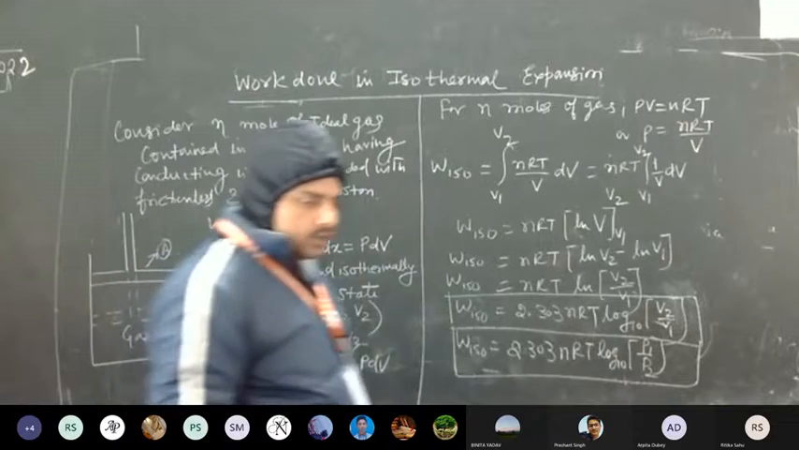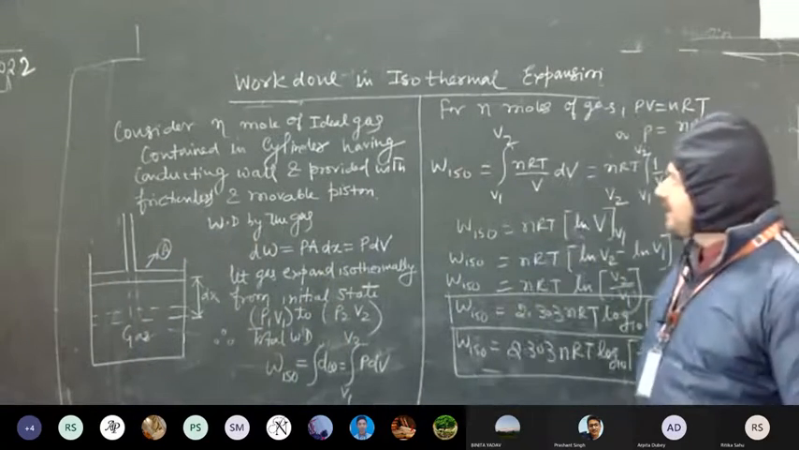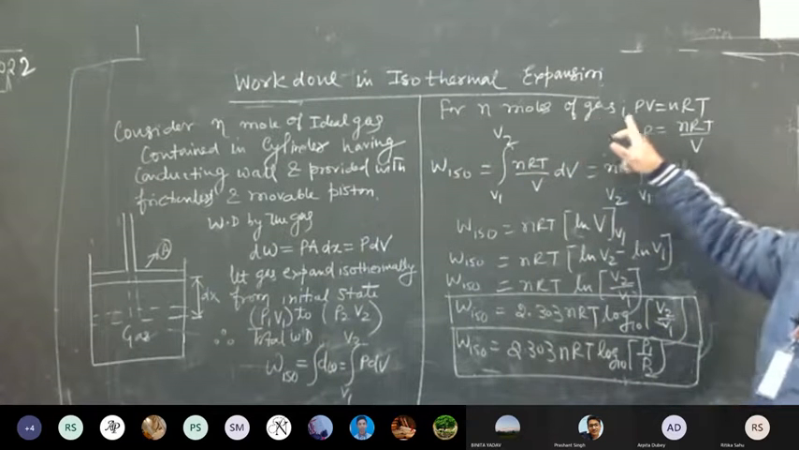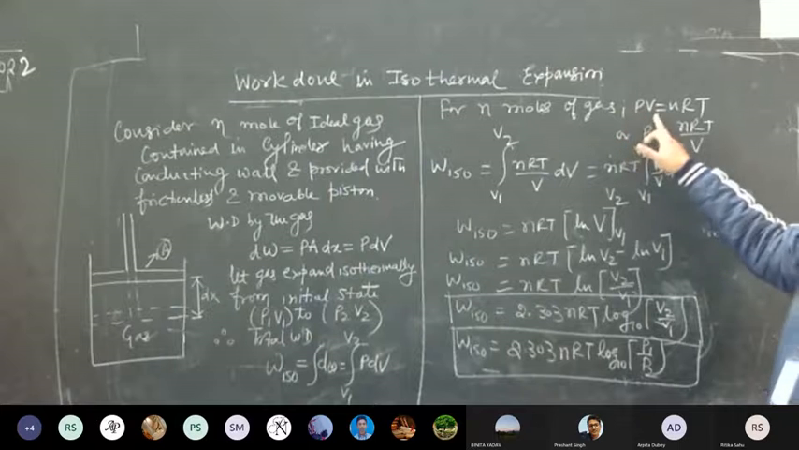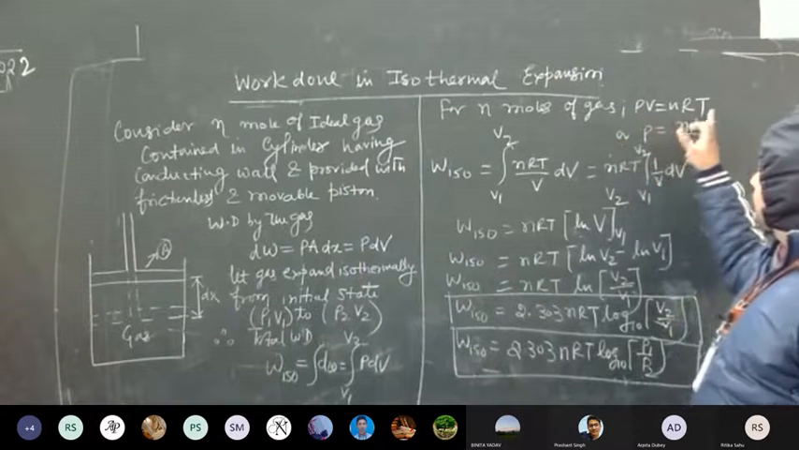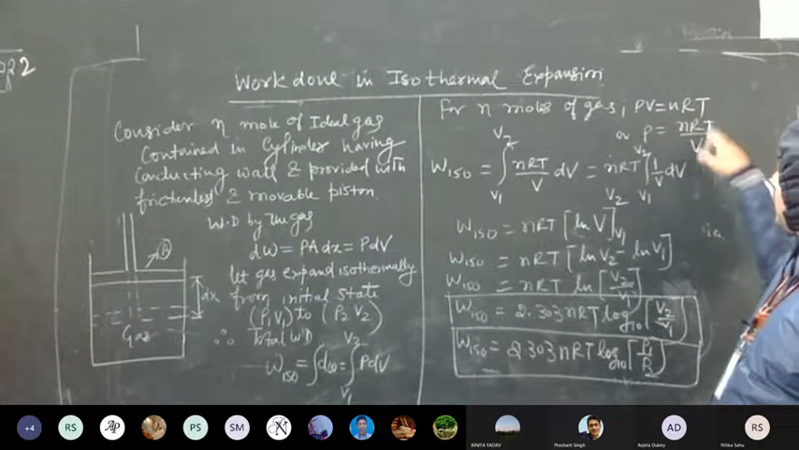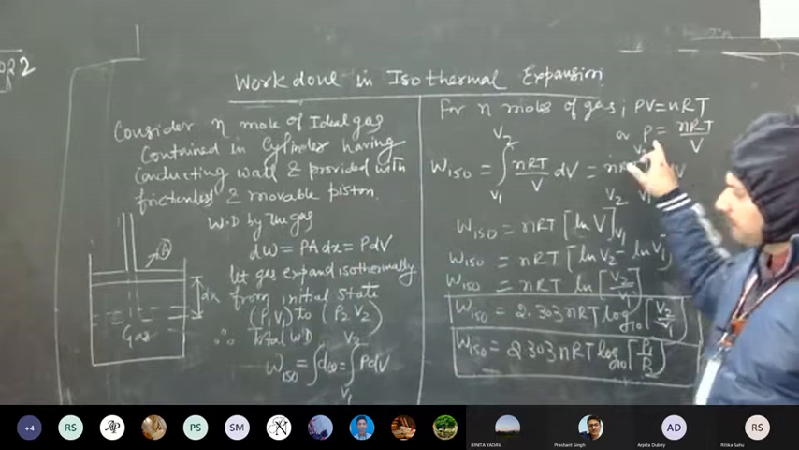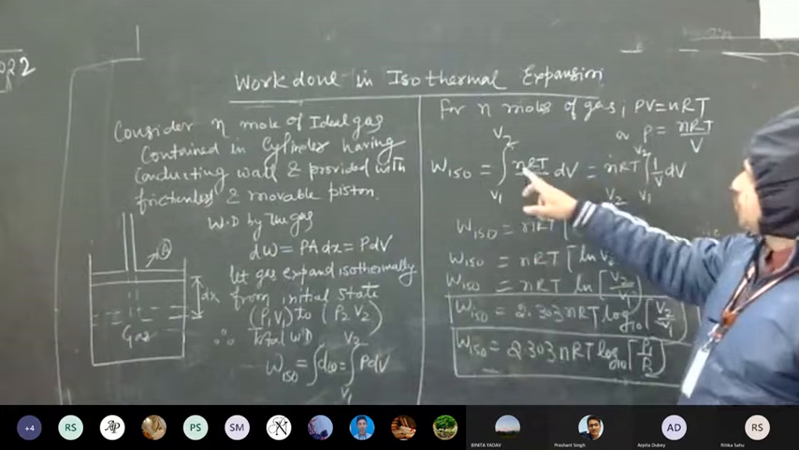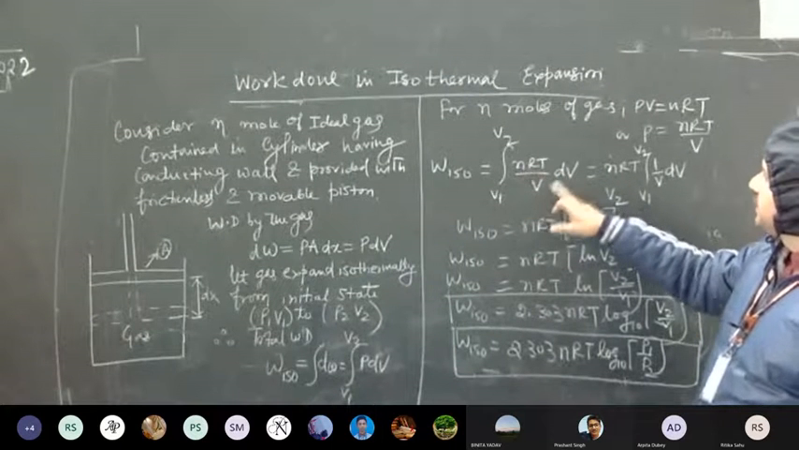Now, because we are considering here an ideal gas having n moles, we can write the ideal gas equation PV is equal to nRT. So PV is equal to nRT. So what will be the value of P? P is equal to nRT upon V. Now put the value of P in this equation, P dV. So by putting the value, we will get nRT upon V dV.